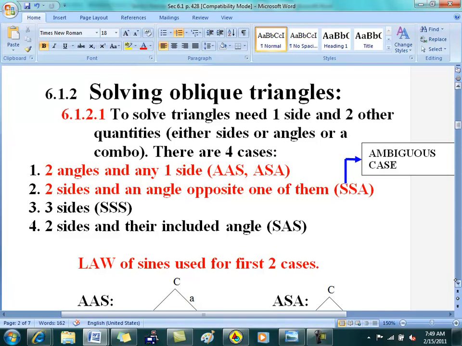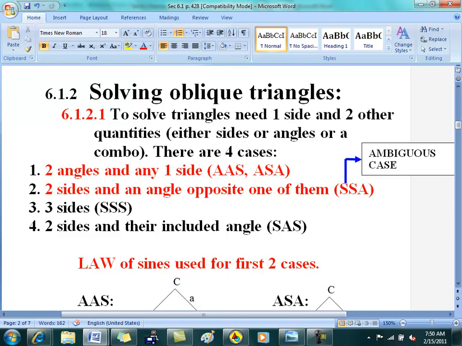So there are really 4 cases for that. Okay, and these mnemonics here, AAS, ASA, SSA, and so on, should ring a bell in you from geometry. There are 4 cases. The cases in red, which are AAS, ASA, and SSA, are to be done with law of sines. The 2 that are in black, which are SSS and SAS, are to be done with law of cosines, which is going to be Wednesday, I think, or Thursday or something like that.